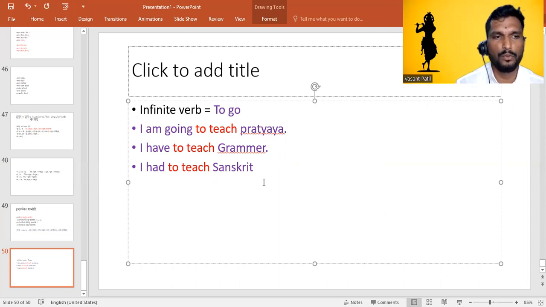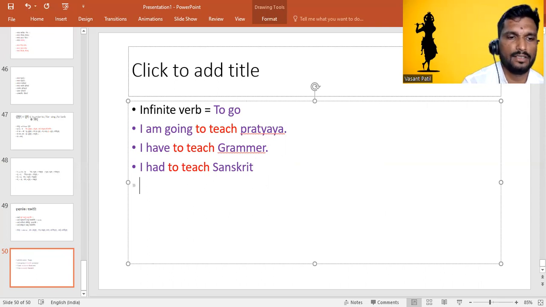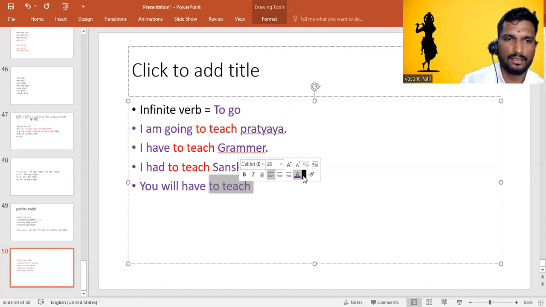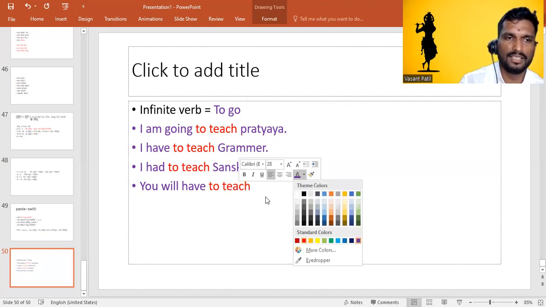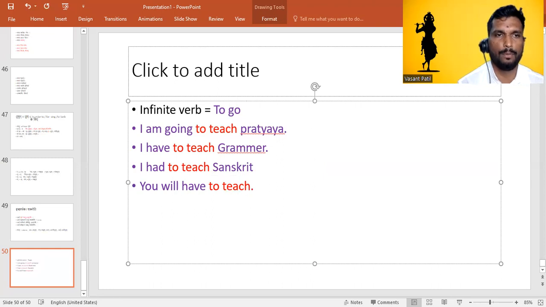Whether it is past tense or future tense, you will have to teach me. You will have to teach. So in future tense also, to teach did not change. So it is infinitive form. Like that, tumunta pratyaya gives another sense to a particular verb, where it won't change.